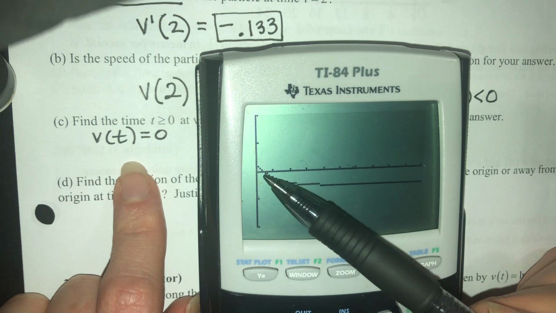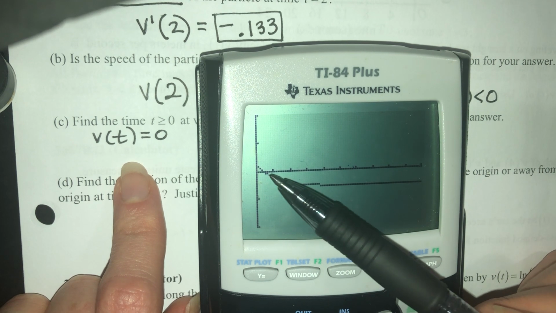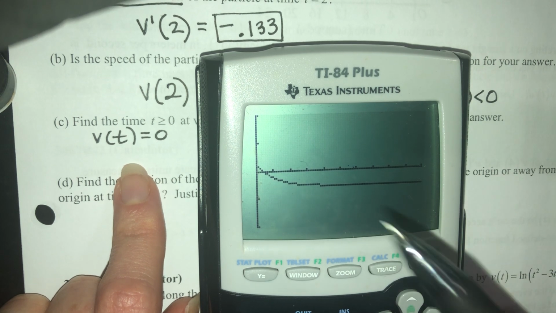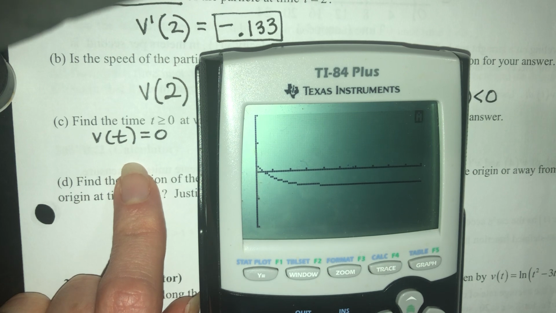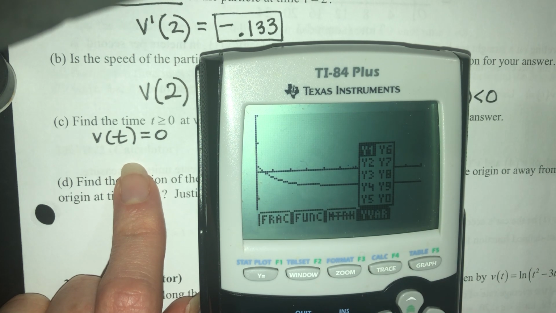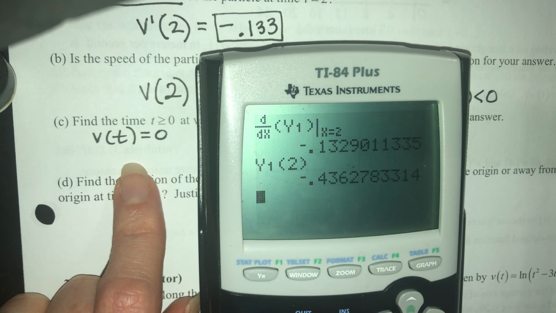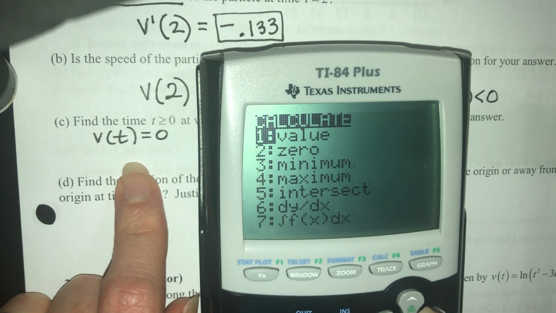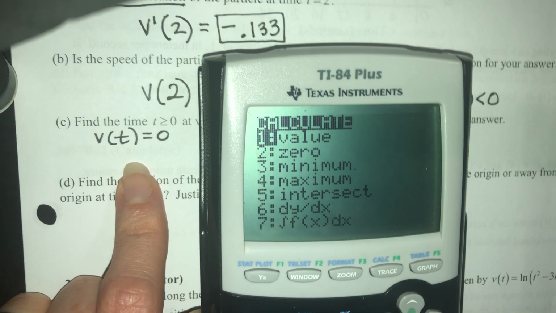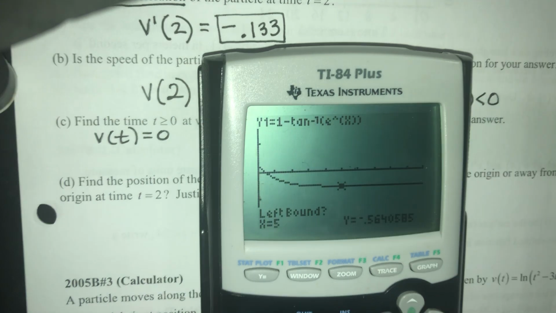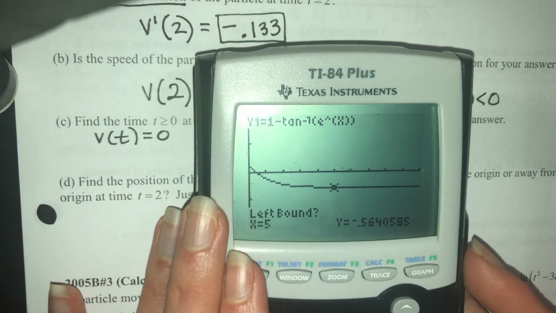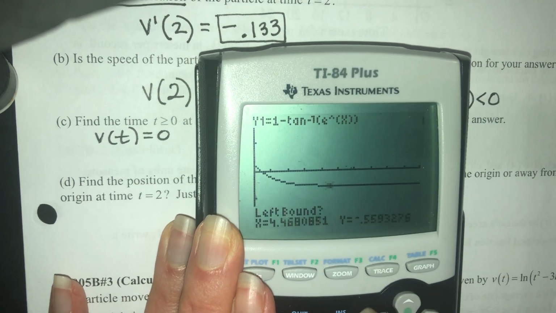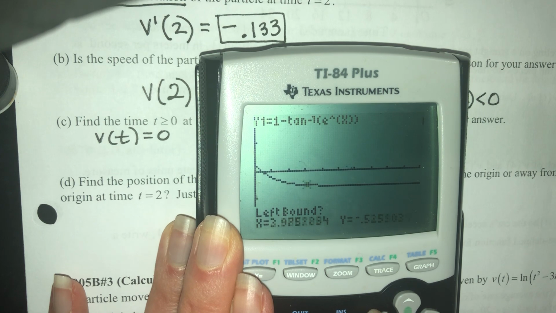So it definitely looks like we have an x-intercept very close to the y-axis over here on the left. So we need to know what that value is. So we're going to go second trace button for calculate. Oops, sorry. Second calculate. There we go. I think I hit alpha trace instead of second trace. We want the zero, number 2. So it says left bound. Your calculator says, show me the left side of the zero that you're trying to find. So you're going to use that left arrow button and get over there on the left side.